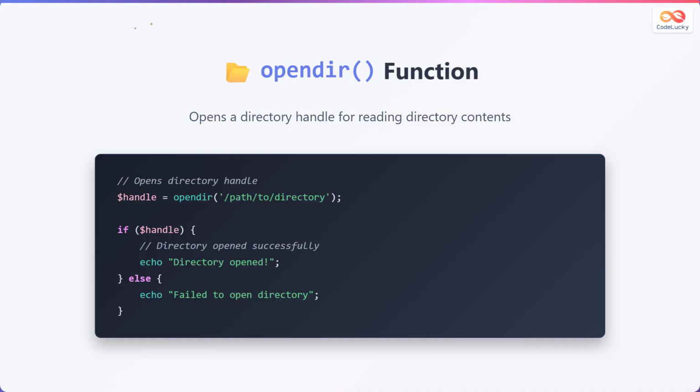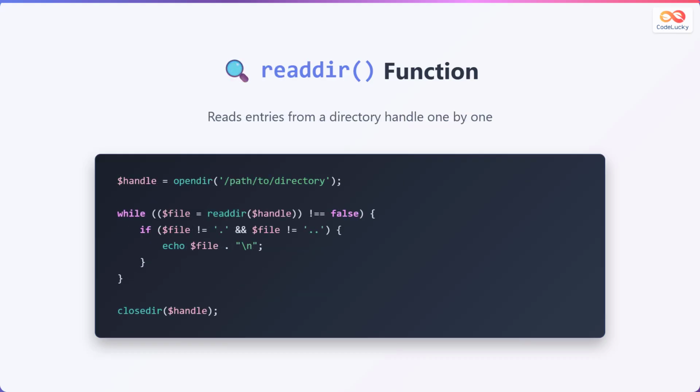The opendir function opens a directory handle which can be used to read the contents of a directory. To use this function, you need to provide the path to the directory you want to open. For example, $handle = opendir('/path/to/directory'). The code then checks if the directory was opened successfully using an if statement. If the handle is valid, it outputs "Directory opened." Otherwise, it displays "Failed to open directory."